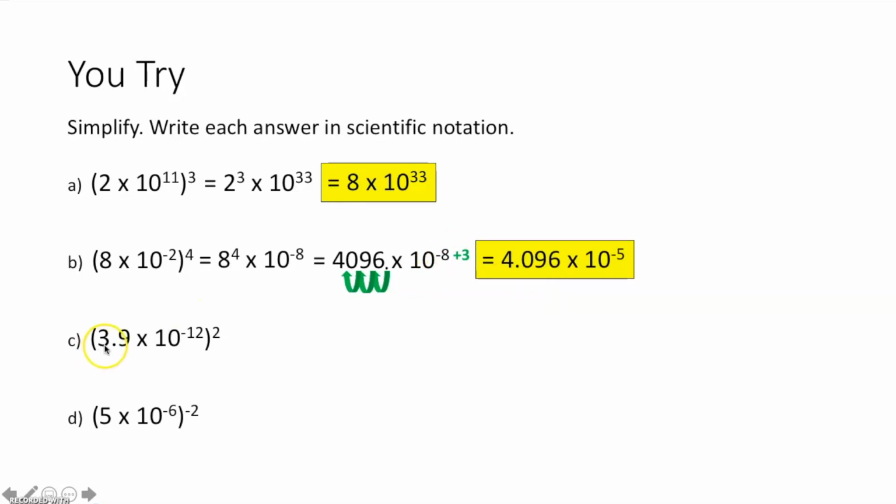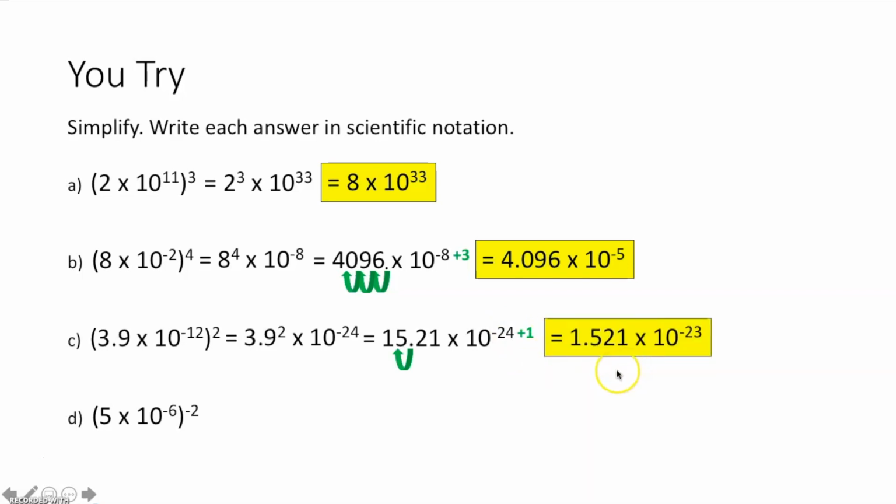And that's your answer. Here, 3.9 to the first, we're going to take this 2 and multiply it to the -12 and to the first power here. So it becomes 3.9 to the second times 10 to the -24th. Now, 3.9 squared, go ahead and square that. That's going to be 15.21. You then take this guy and put it into scientific notation by moving the decimal point over to the left 1 place. Now, when you move to the left 1 place, you have to add 1 to your exponent here. So this becomes 1.521 times 10 to the -23rd.